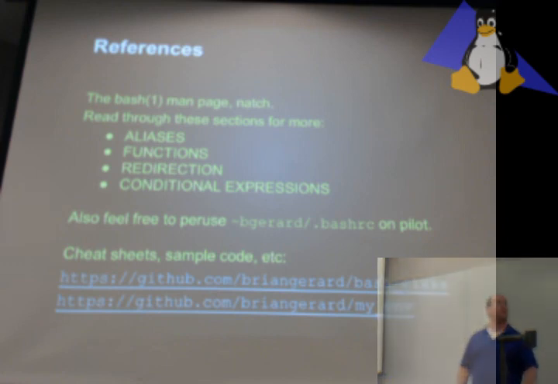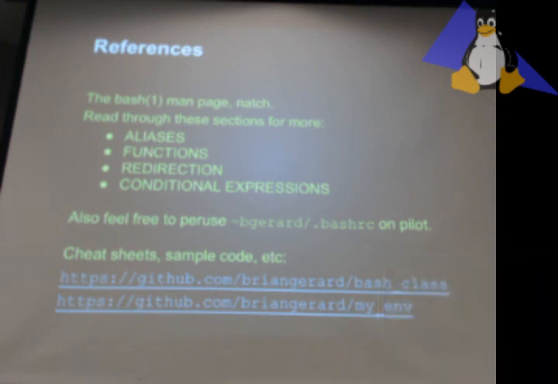When you go read the man page, the aliases, functions, redirection, and conditional expressions sections are good ones to go over the material that we went through and some of the things that we skipped tonight. If you've got login on Pilot, take a look at my bashrc, it's open. Take a look in there, pilfer, peruse, take whatever you like. And this slide deck is up on GitHub in my bash class repo, as well as sample code that outlines a lot of the stuff that I had up here tonight.